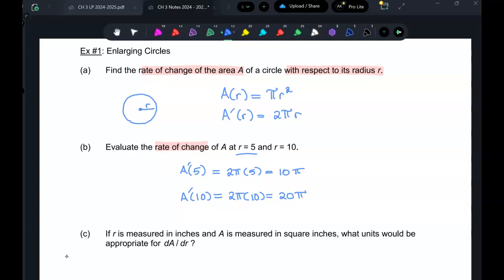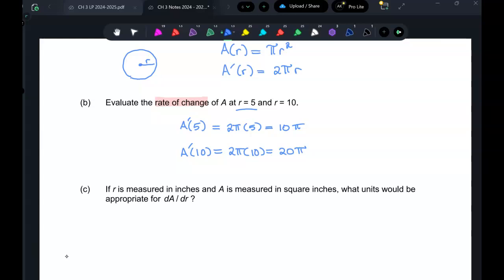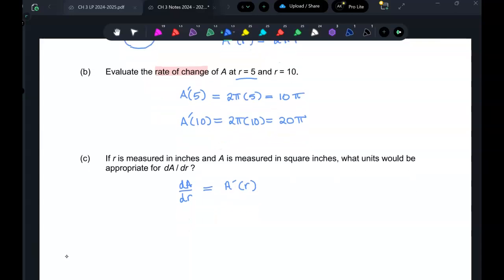As expanding. Okay, now let's talk units. Units are really important in calculus. So if r is measured in inches and A is measured in square inches, what do you think dA/dr? Now dA/dr is just another way to say A prime of r. So I had mentioned this is your Leibniz notation, this is your Newton, just be used to both of them. What are the units? So it's going to be square inches per inch.